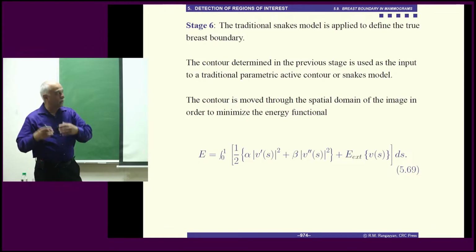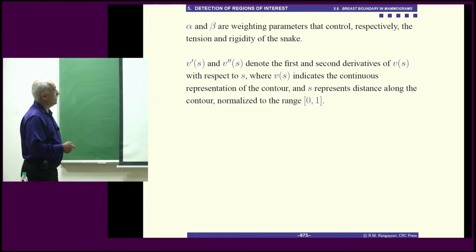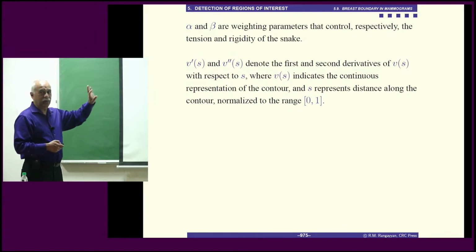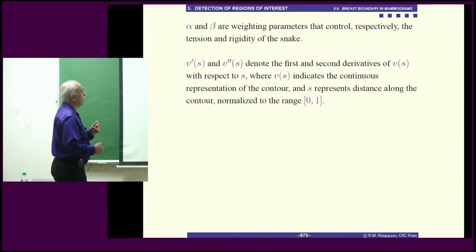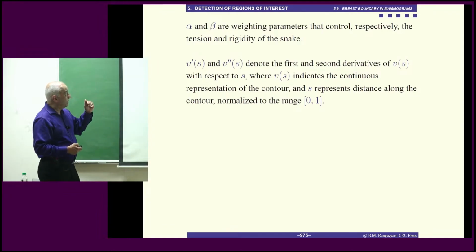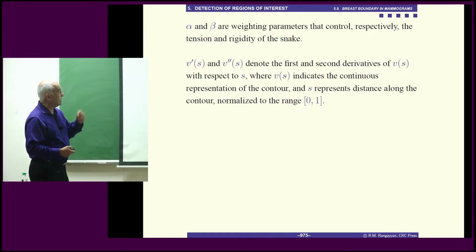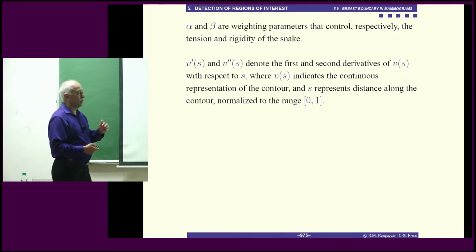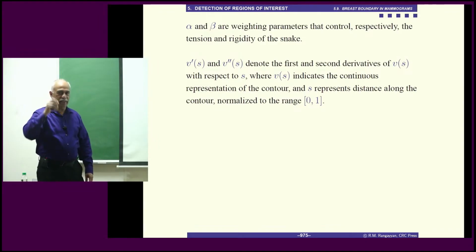So that is how the contour is adjusted. Alpha and beta are weighting parameters that control the tension and rigidity of the so-called snake. V prime s and V double prime s are the first and second derivatives of V(s), where V(s) indicates the representation of the contour, and s is the distance along the contour normalized to the range 0 to 1. So 0 to 1 means going around the contour once. It is a continuous representation, not pixel by pixel.